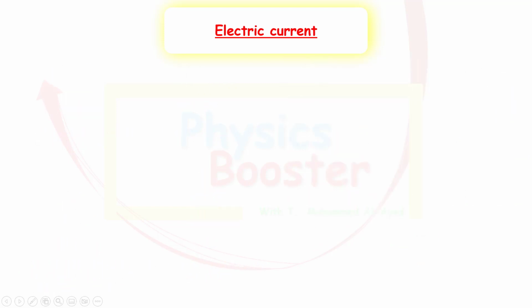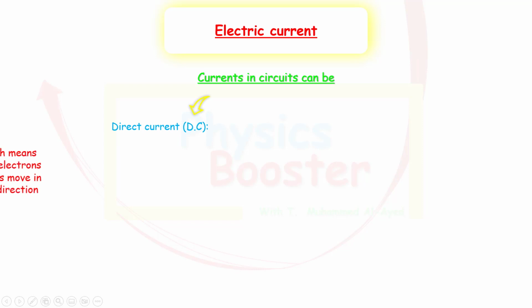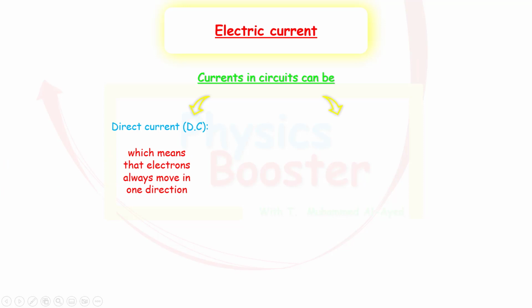For our information, we need to know that the electrical current inside a circuit can be either what we call the direct current, or DC for simplicity, or it can be something called AC, alternating current. So the direct current means that the electrons are always moving in one direction. That's clear. But there are some cases where the electrons will go back and forth inside this circuit.